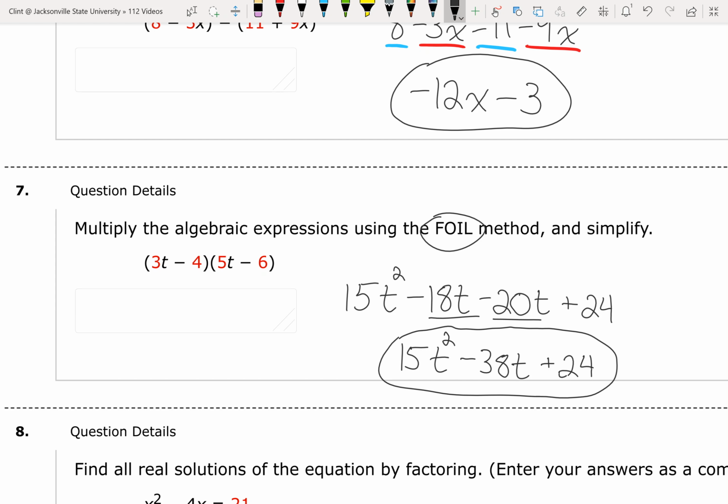So yeah, do be careful. Don't make the same mistake I did. Make sure if you do t times t, you get t squared.